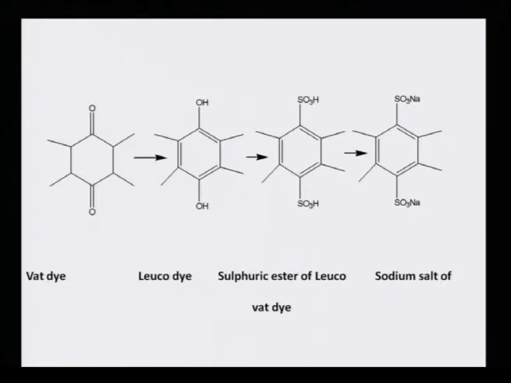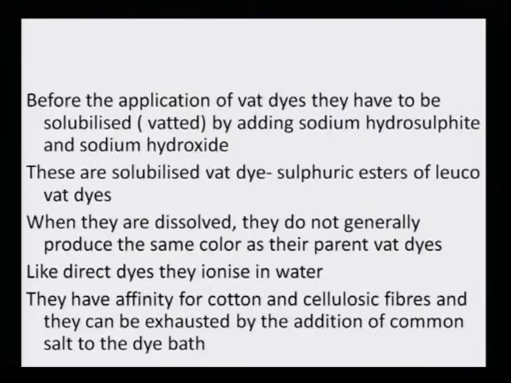The vat dye has the carbonyl group, and the leuco dye which goes into the soluble form is the hydroxy compound, which immediately reacts with the sodium bisulfite to form the sulfuric ester of the leuco acid, leuco vat dye, and then finally with sodium hydroxide it forms the sodium salt of the vat dye. So, this is how the structures change from one to another and how it solubilizes in the medium.